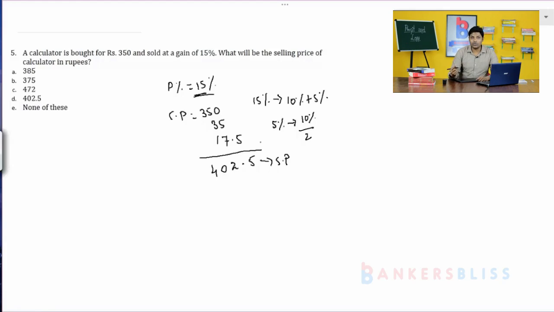So 15% of 350: 10% is 35, 5% is half of 35, that is 17.5. Altogether you got 402.5. So option D is the right answer for problem number 5. Very simple. Cost price plus profit is equal to selling price. So let's go to the next problem, problem number 6.